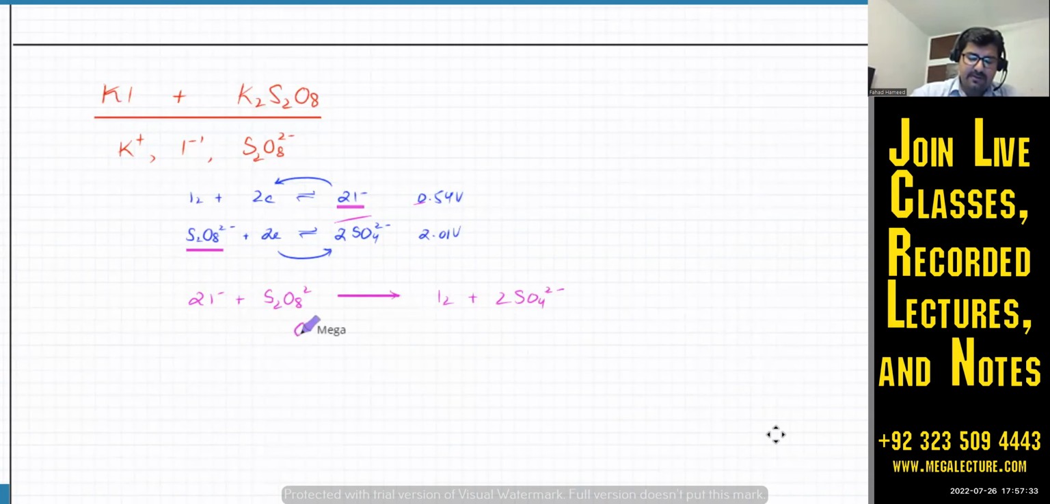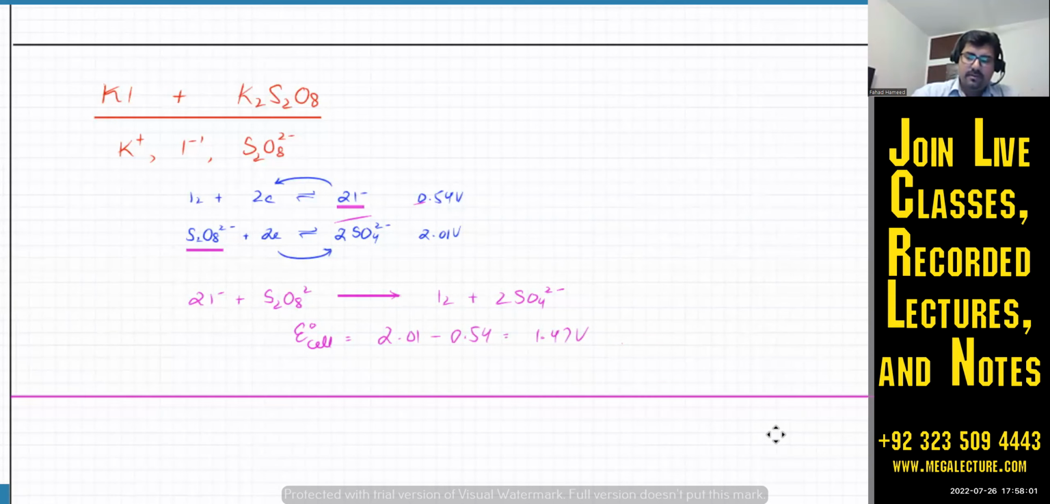And your E naught cell is going to be reduction potential minus oxidation potential, which is the difference, 2.01 minus 0.54, which is going to give you 1.47 volts. Okay, clear? Yola. Is this clear? Yes or no?